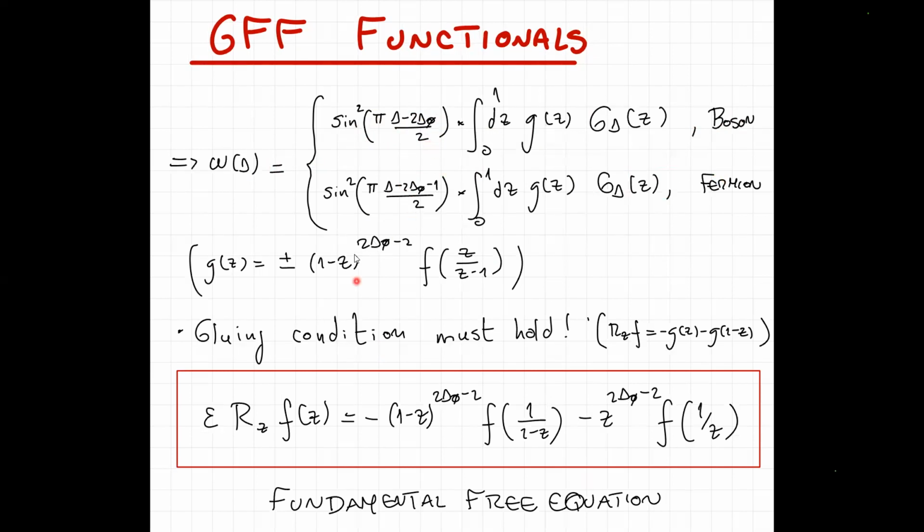But this is not the end of the story, because you recall that there was this gluing condition, right? So I cannot just choose G to be equal to F in this way. I want to impose this gluing condition. And so if I plug in what G is in the gluing condition, then I get this equation, which I call the fundamental free equation. And so these functionals, which are dual to generalized free fields, have to satisfy this equation. So epsilon, I'm not sure if I defined it or not. Epsilon is plus or minus 1. So epsilon is this sign here. Okay. I think I forgot to define it. So we've reduced the problem of finding functionals with double zeros on GFF to solving this equation.